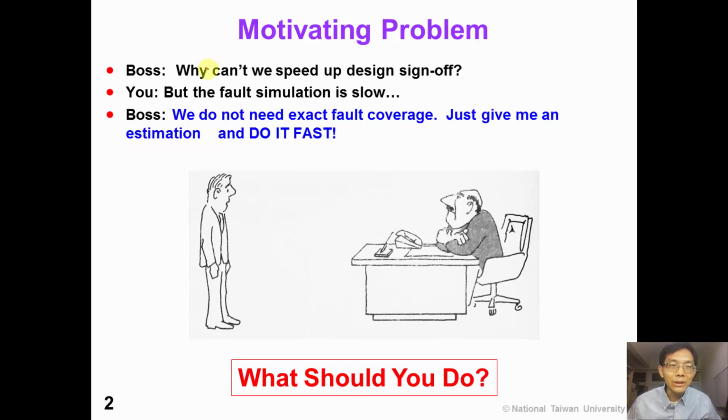Imagine this scenario. Suppose that your boss asks you, how can we speed up the design sign-off? And you tell your boss that fault simulation is very slow. And your boss says, we do not need exact fault coverage at this stage of the design. Just give me an estimation and do it fast. So what should you do?